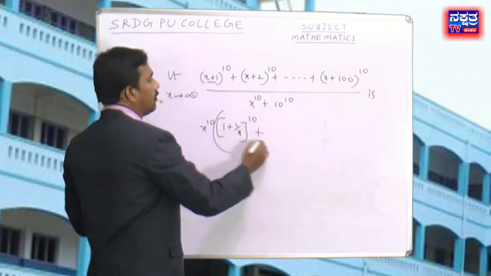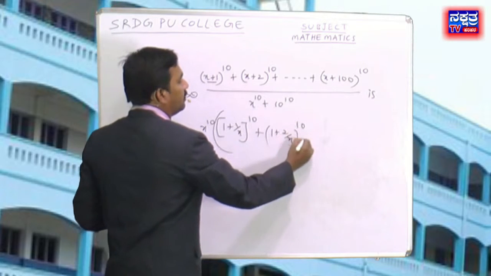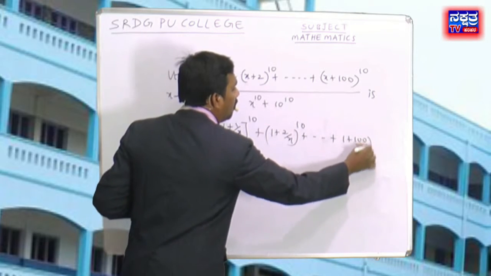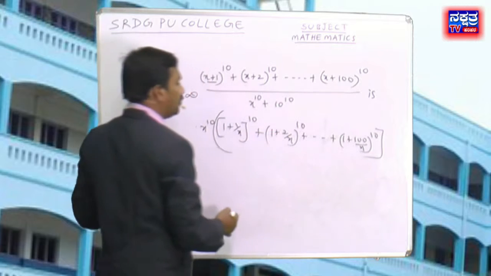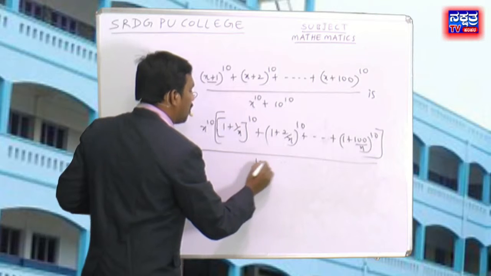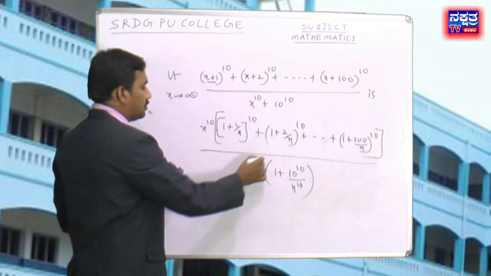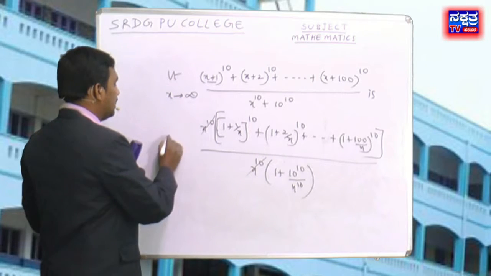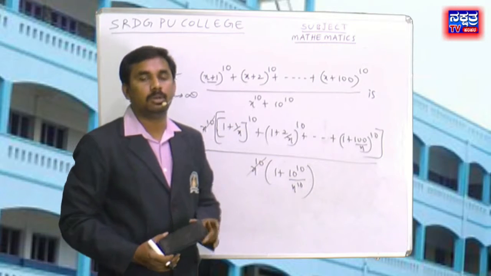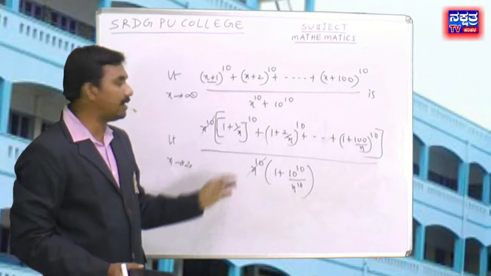1 plus 1 by x whole power 10, plus 1 plus 2 by x whole power 10, plus ... plus 1 plus 100 by x whole power 10. This is the numerator, and by x power 10 common, 1 plus 10 power 10 by x power 10. So after cancellation, now we will apply limit x tends to infinity. In the first question itself I told you, if it is limit x tends to infinity, try to take the highest power common. That I have done here also.